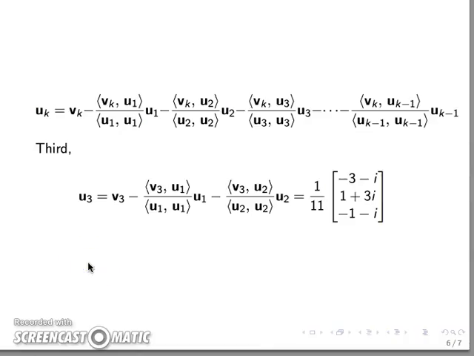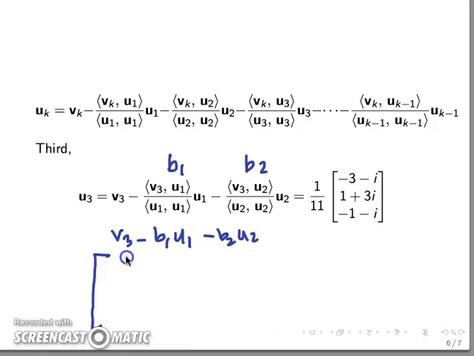So what we need to do is put that all together. The expression we want is U3, and we want to think of this first term as B1, this other ratio as B2. So we're really looking at this as V3 minus B1 U1 minus B2 U2. The structure of this looks like here's vector V3, and then we have an expression for B1, and here's the vector U1.